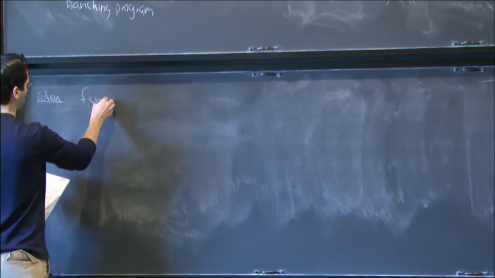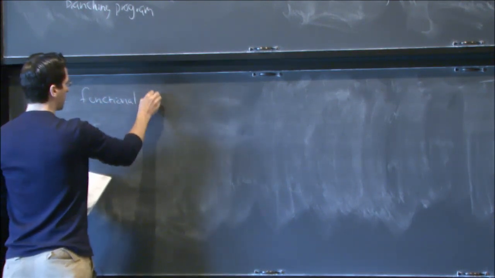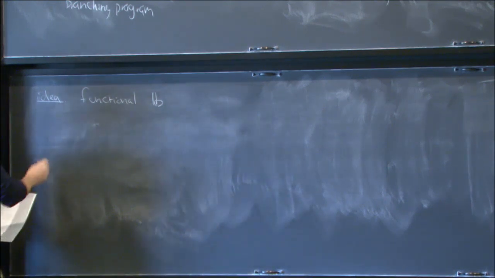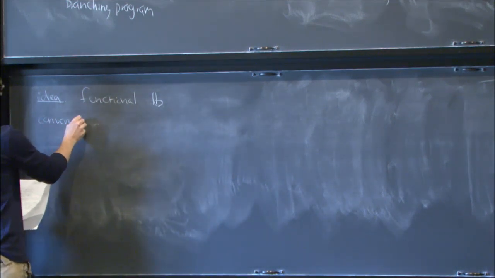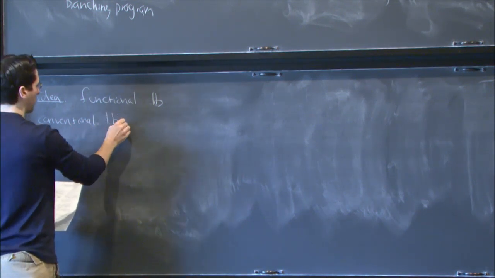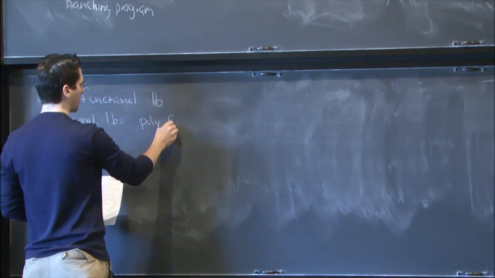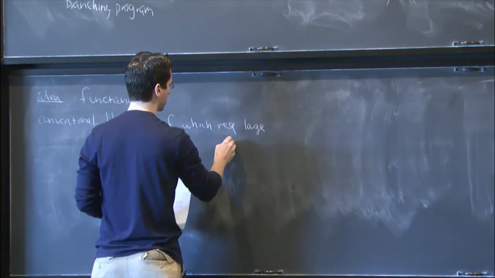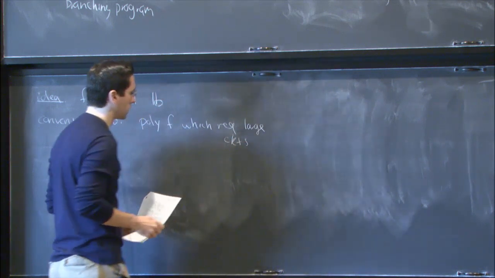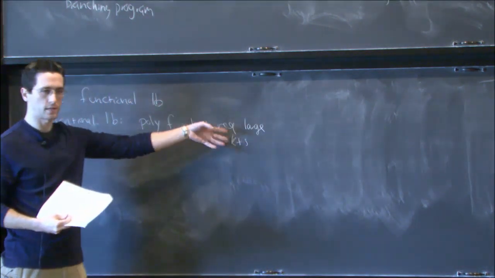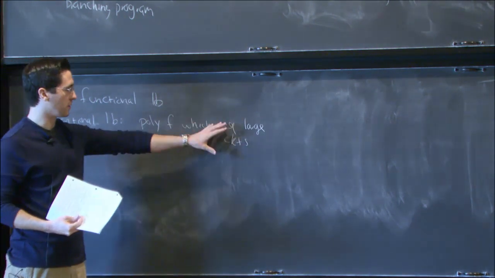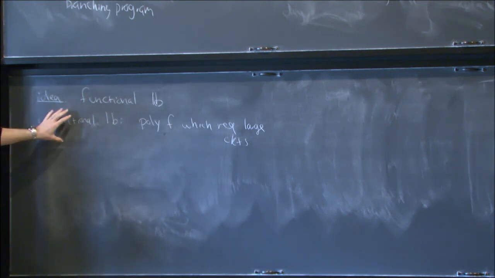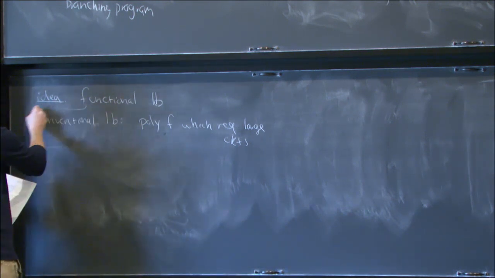I'll call this a functional lower bound. A conventional lower bound is something like the following. You just want a polynomial f which requires large circuits to compute. This is a syntactic computation of polynomials, and you're saying any algebraic circuit computing this polynomial must be large. I want a stronger version of this conventional lower bound, which I'm going to call a functional lower bound. And so what is this?